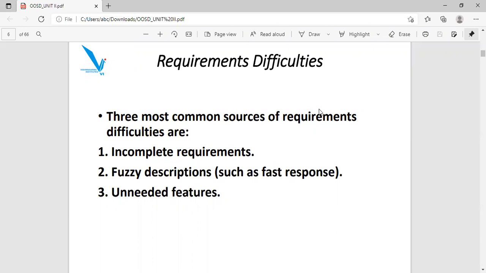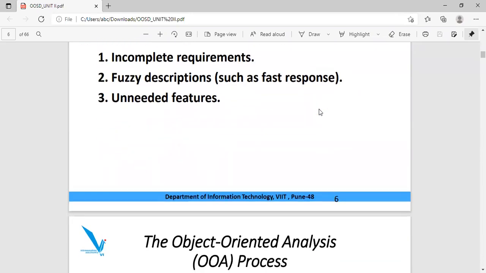The second one is fuzzy descriptions, where we require very fast responses, right? When the description is not properly given for a particular requirement, I cannot perform that task. And the third is something not required by the end user, but I add it as a feature. Those are unneeded features, and that again comes under difficulty.